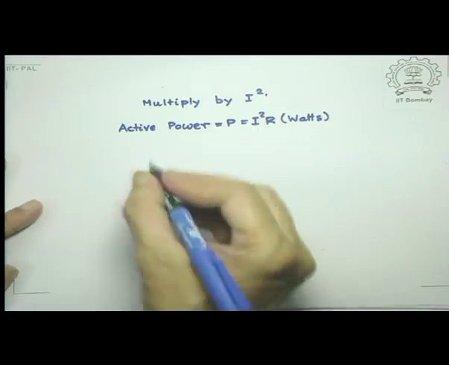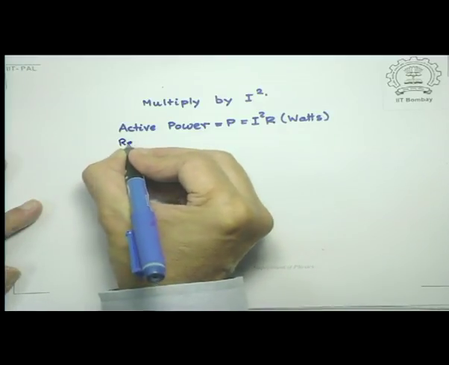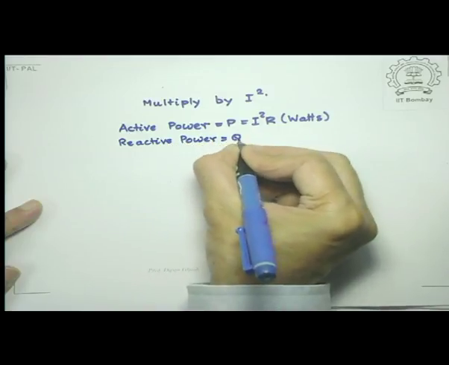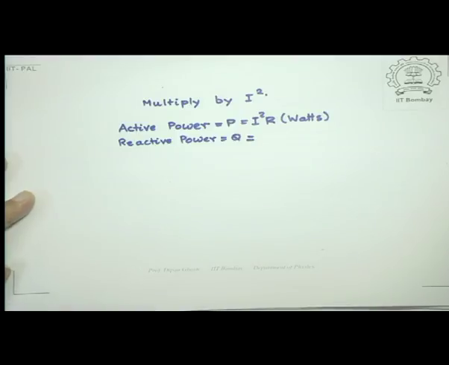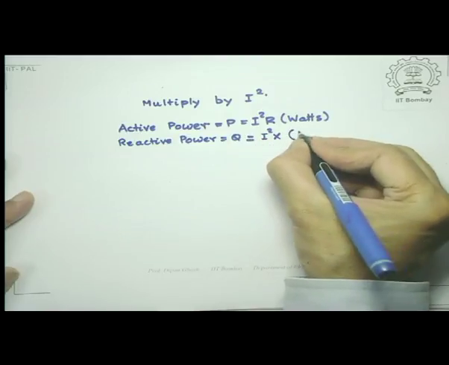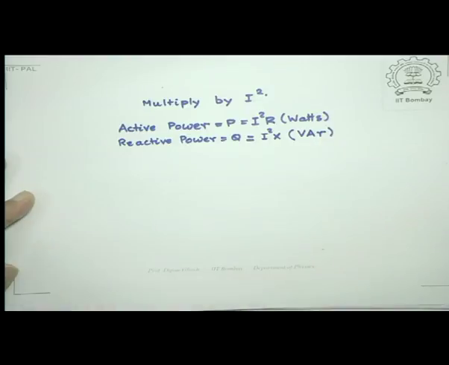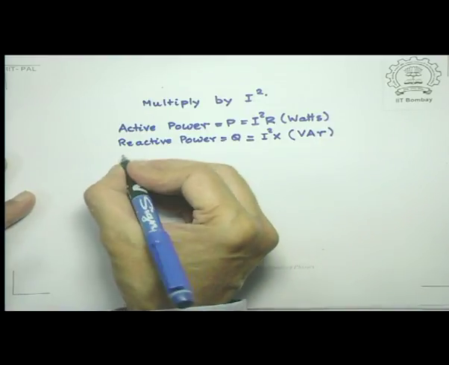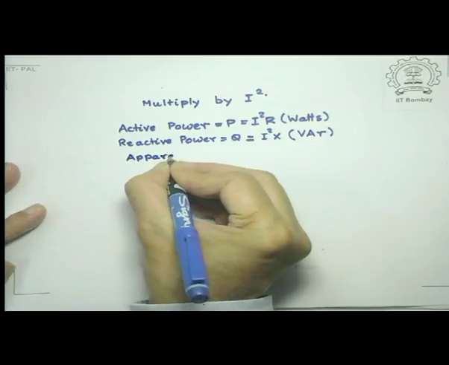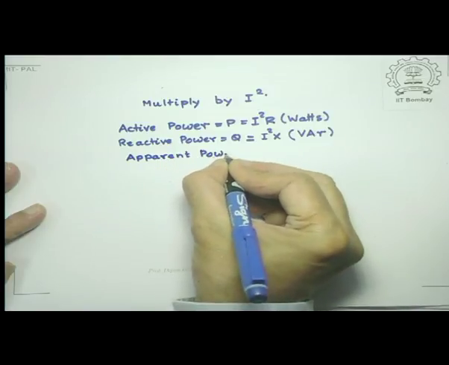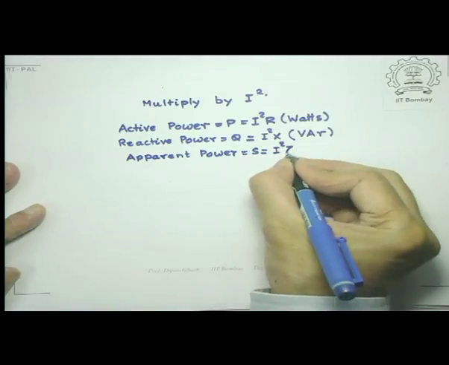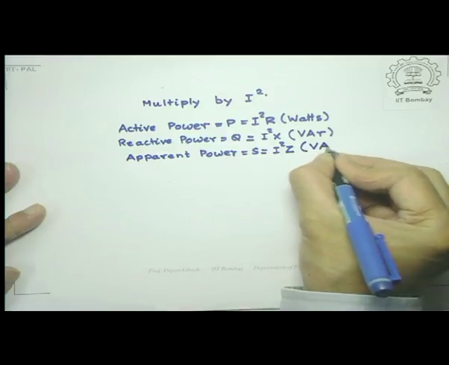The other side, which is the reactive power, is obtained by multiplying the side reactance X by I square. So that is I square times X, and this is measured in volt ampere reactive. The hypotenuse, when multiplied by I square, gives you the apparent power. Let's represent it by S so that it doesn't confuse with R. So that's equal to I square Z, which is measured in volt ampere.